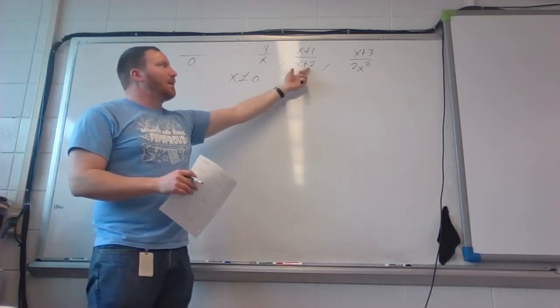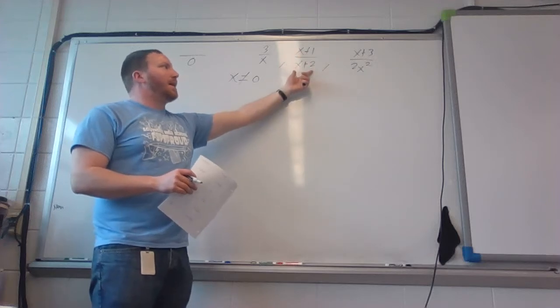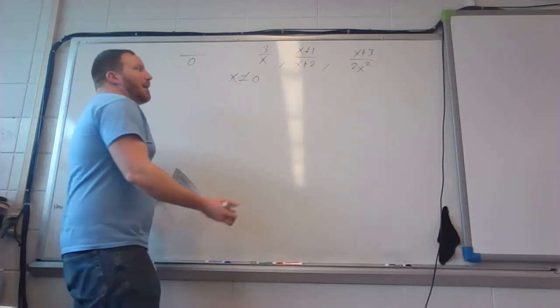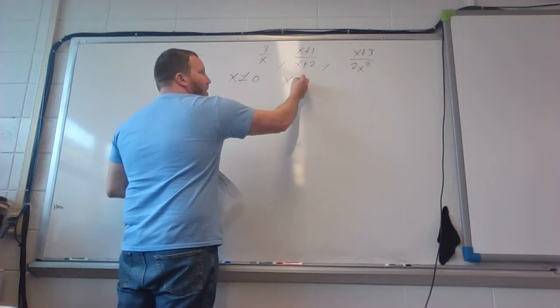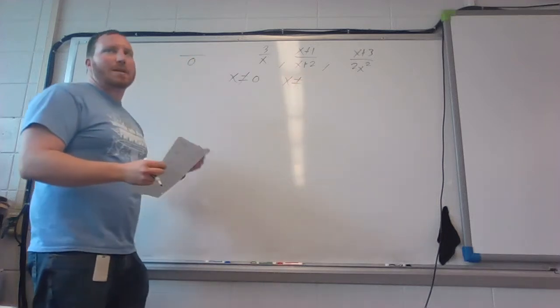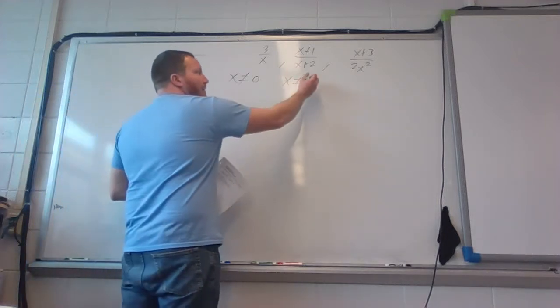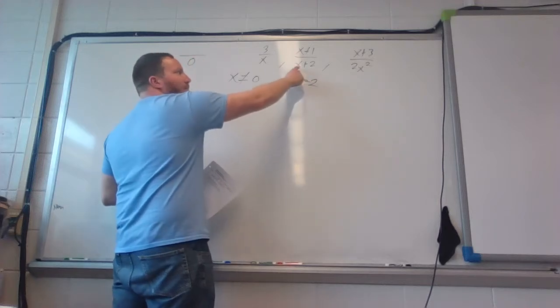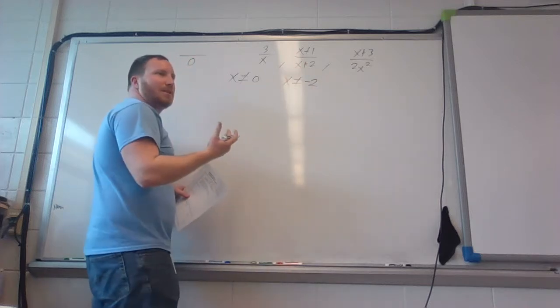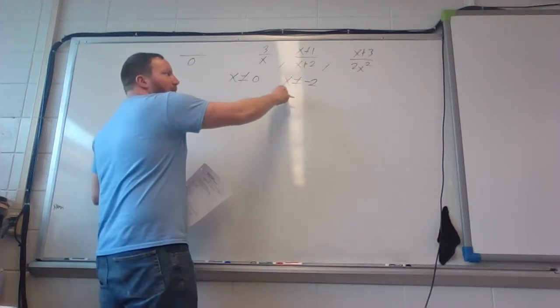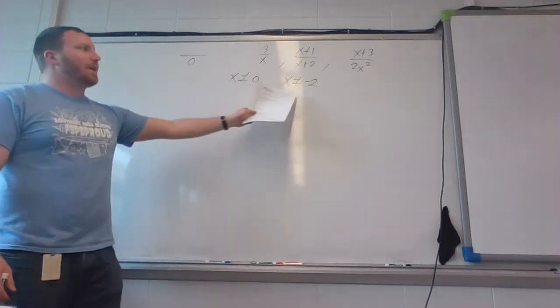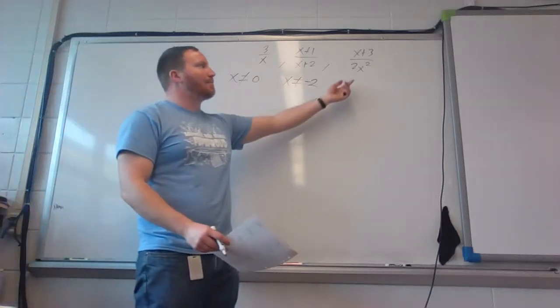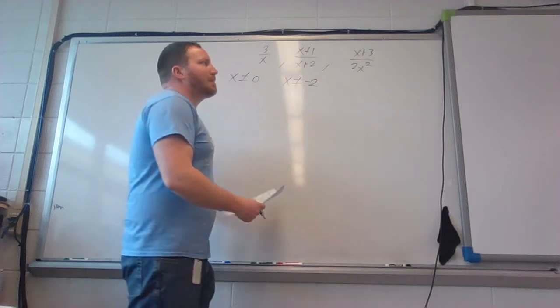For our next one, we have x plus 1 divided by x plus 2. This time, the x value that we cannot have would be -2, right? -2 plus 2 gets me 0, and then I'd be dividing by 0. So this time my excluded value would be -2. On our last one, it's going to be 0.